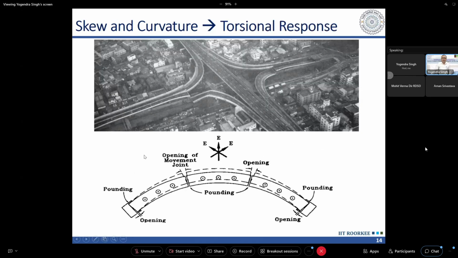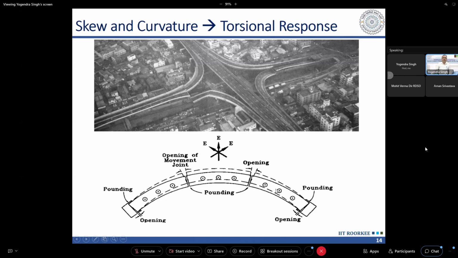Now another issue is in the case of skew and curved bridges. When we have skew and curved bridges, the superstructure not only translates in the longitudinal and transverse directions, it also rotates. That rotation cannot be modeled using a single pier model. So we have to use a 3D model, as I have shown in the previous slide, where the superstructure can be modeled by a single element, a grillage, or finite elements.